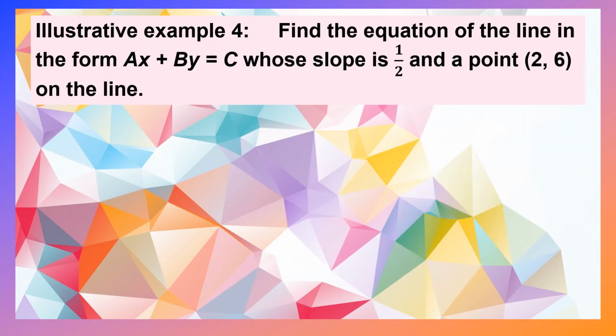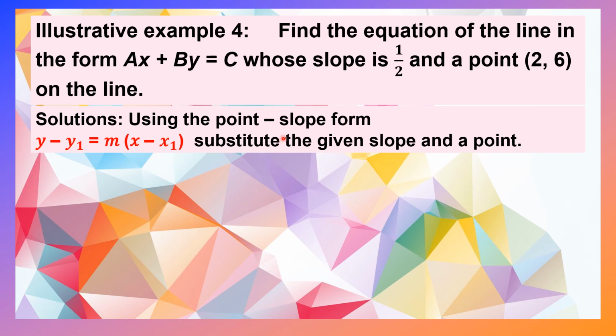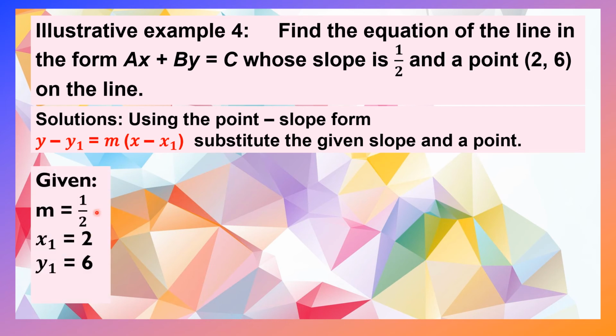Let's solve the last example. Find the equation of the line in the form ax plus by equals c, whose slope is 1/2 and a point (2, 6) on the line. So, using the point slope form, i-substitute lang natin yung given slope at yung point natin sa y minus y sub 1 equals m times the quantity x minus x sub 1. So, yung given natin sa problem ay yung slope natin or m is 1/2. And then, yung x sub 1 natin is 2 at yung y sub 1 is 6.